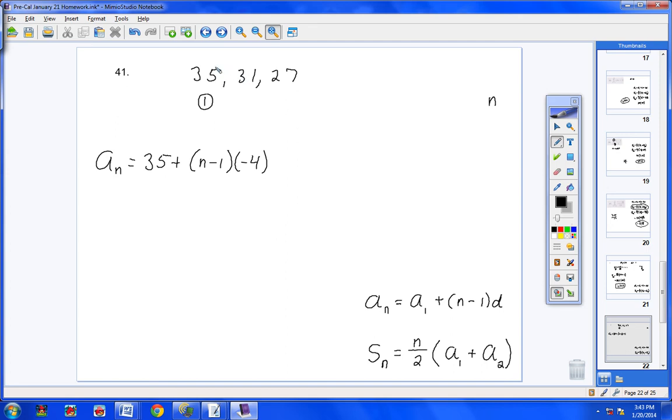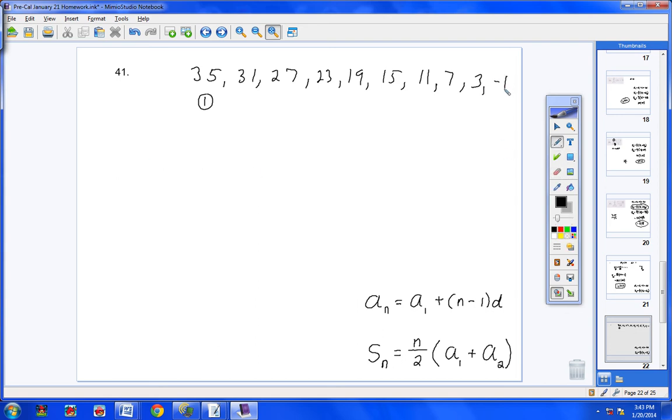I guess we could subtract 4 real quick over and over. I guess that would be faster. So we'll just quickly subtract 4 over and over until we get down to our last term. So 23, 19, 15, 11, 7, 3. I guess that was faster, so maybe we didn't need our nth term after all, and I apologize. The next term would be -1, and there's no way you can have -1 plants.